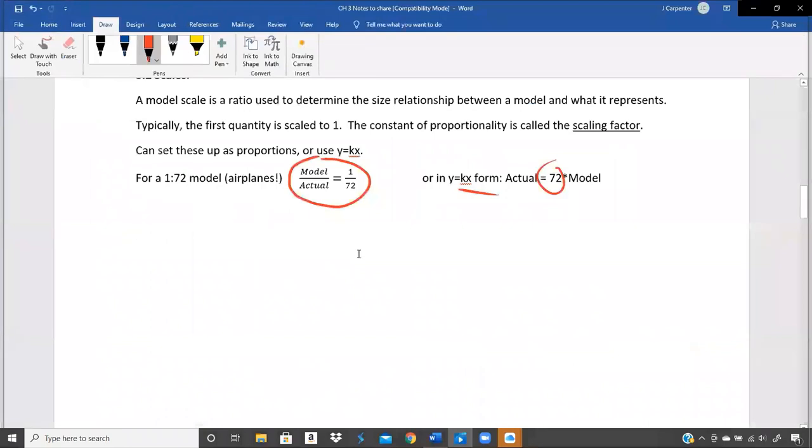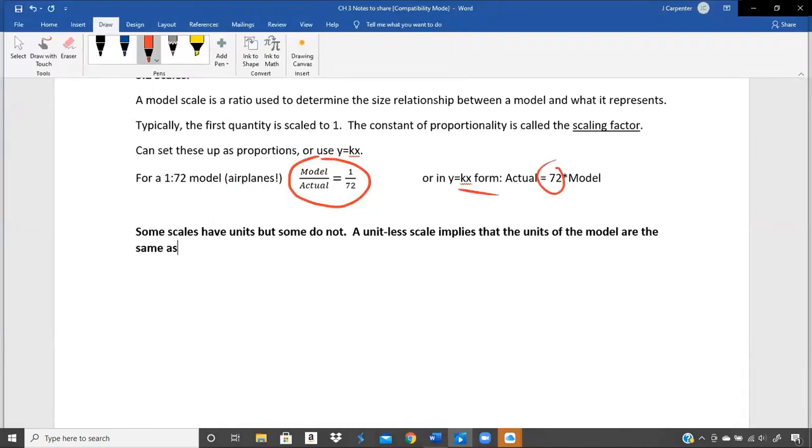All right. So some scales, I would actually say most scales. You know what? I don't want to use most. We'll say some. Some, maybe most scales, have units. Some do not. A unitless scale implies that the units of the model are the same as the units of the actual.